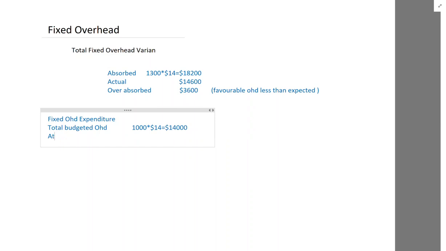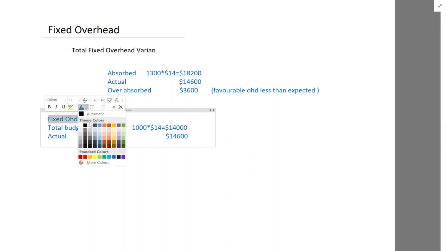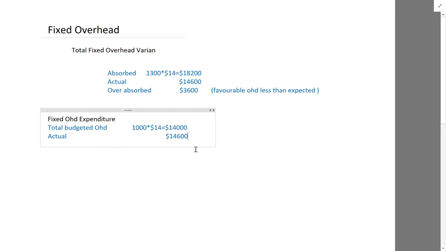But actual. In expenditure variance, we are not looking at per unit, we are just looking at total. This is given per unit. If it was given as a total, I would have taken total budget compared with total actual. There's no need to look at per unit. Actual is 14,600. So this is overheads expenditure variance, adverse.